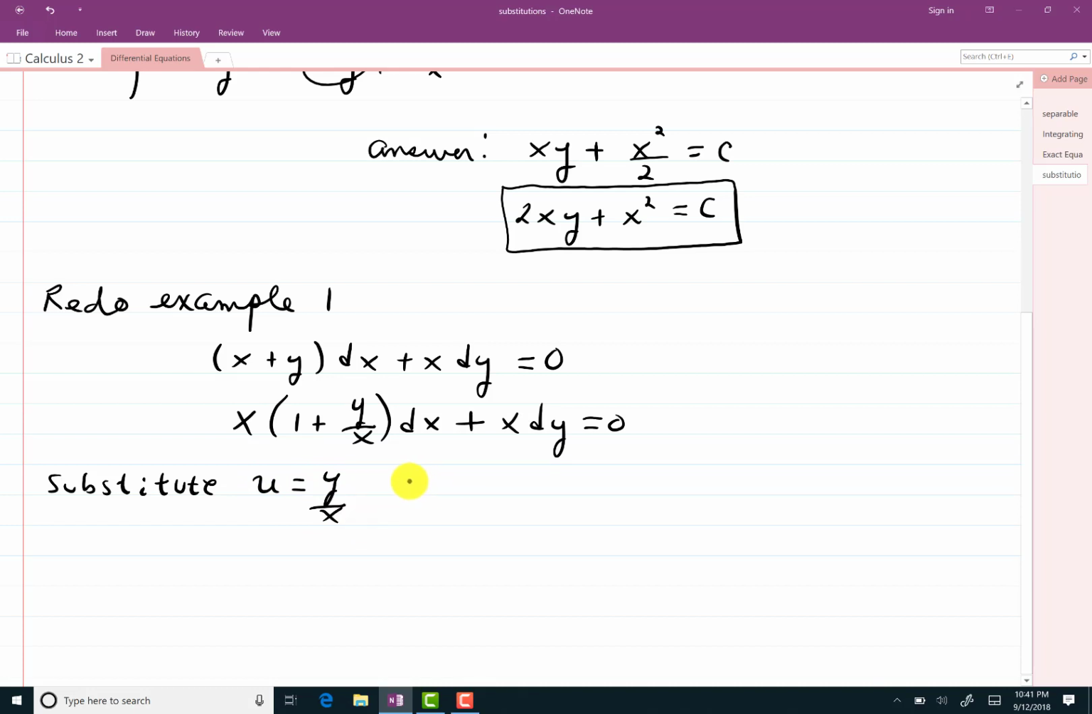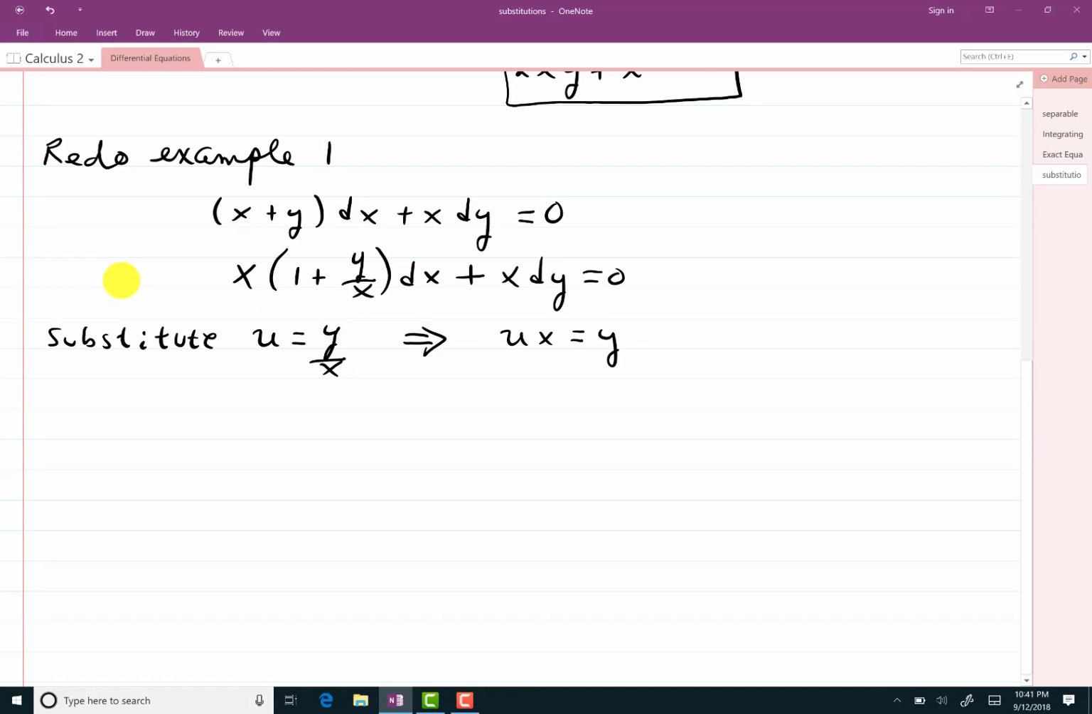Or better yet, I'll have ux equals y. Now let me take the differential of both pieces. So when I take the differential of ux, I have a product rule. And the way it will look will be u dx plus x du, and that equals dy.